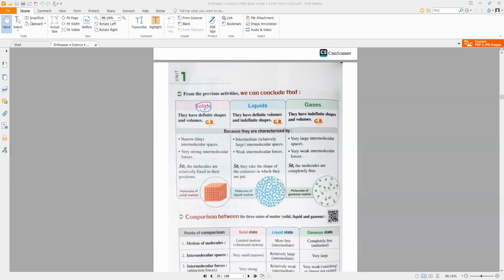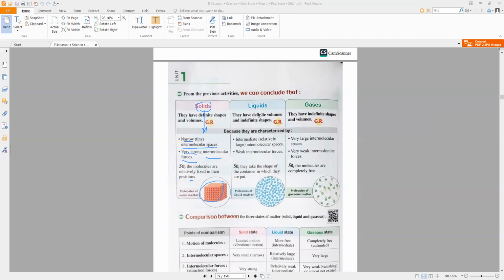Because the molecules of solid, as we talked before, have narrow or tiny intermolecular spaces. The intermolecular spaces between the molecules of solid are very narrow. The intermolecular forces between the molecules of solid are very strong, so they are relatively fixed in their positions, so they have definite volume and a definite shape. So if I ask you why the solid has definite volume and a definite shape, because the intermolecular spaces are narrow between solid molecules, the intermolecular forces are very strong, so they have definite volume and definite shape. Like this is a solid matter, the shape of the solid molecules.